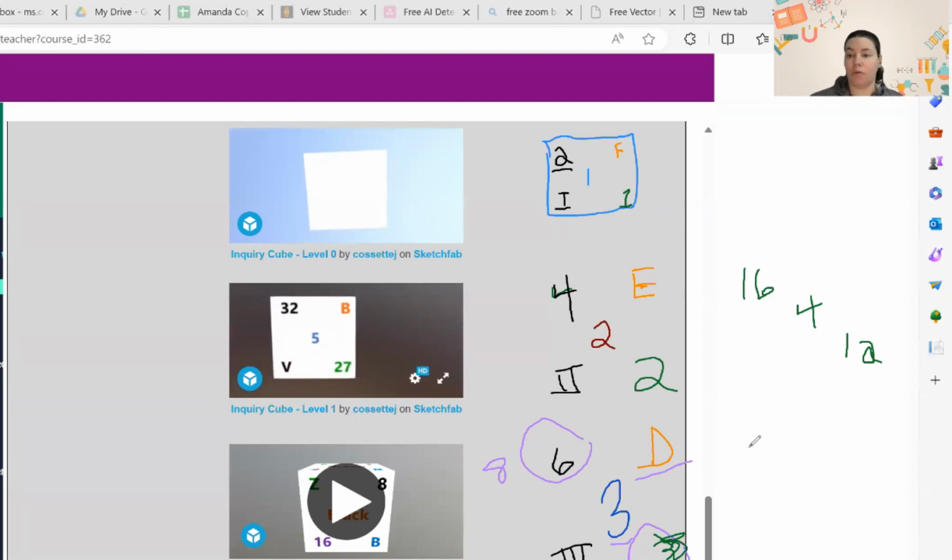Okay, so you got 32, 5, and 27. Right? So you notice any patterns? Right, so I'm noticing 16 minus 4 equals 12. 32, subtract 5 equals 27.